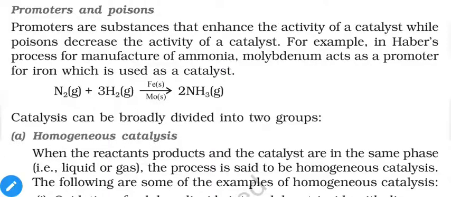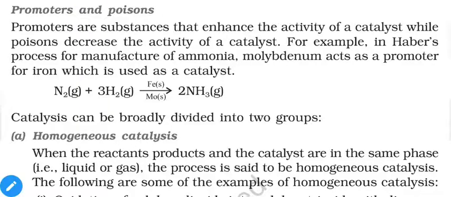Now the next point is promoters and poisons. Promoters are substances that enhance the activity of a catalyst, while poisons decrease the activity of a catalyst. For example, in Haber's process for the manufacture of ammonia, molybdenum acts as a promoter for iron, which is used as a catalyst. So here we have a simple reaction, N2 plus 3H2 gives 2NH3. If we are using Fe, it will increase the rate of reaction, and if we are using Fe along with molybdenum, then an even faster reaction will be obtained.